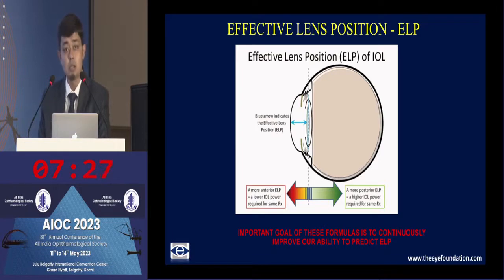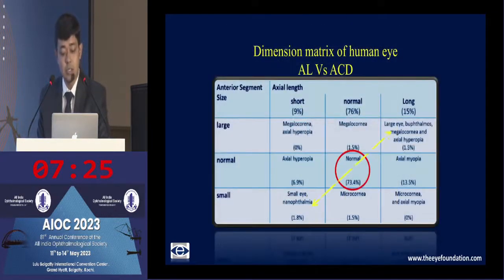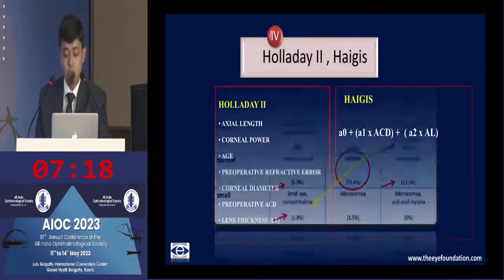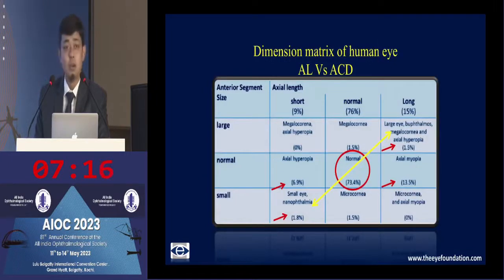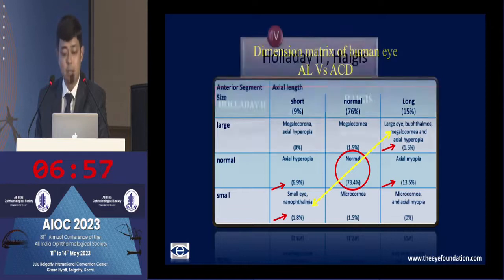Now, this is also not a fixed number because as you can see from this slide, it's not just that when you have a long eye, you have a large ACD, or if you have a short eye, you have a smaller ACD. Only 70% comply to that norm. The remaining 30% actually have different proportions. That is, the ratio between the axial length and the anterior chamber depth is quite altered. Therefore, determining the effective lens position for each individual eye becomes extremely important for us to get better outcomes.